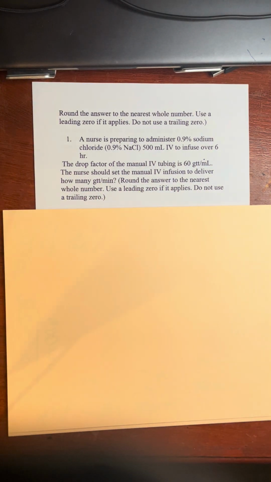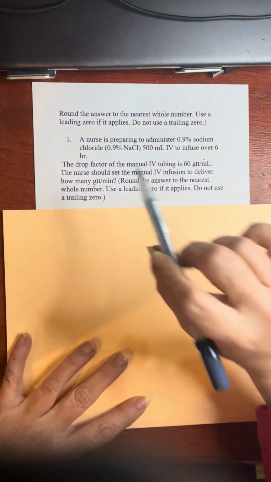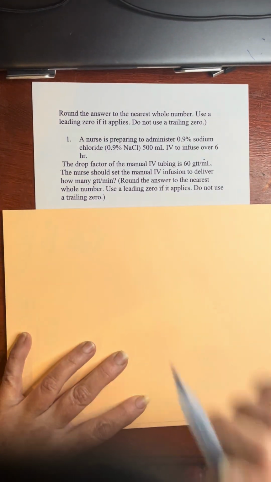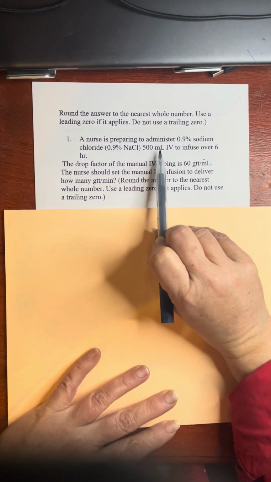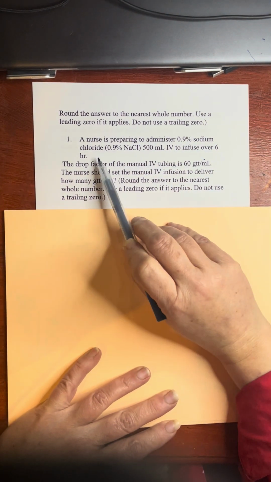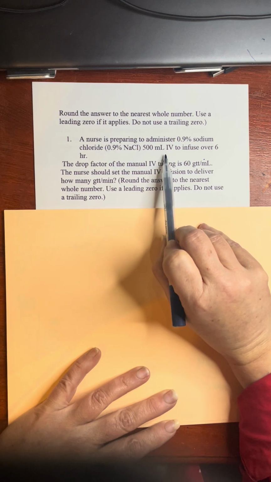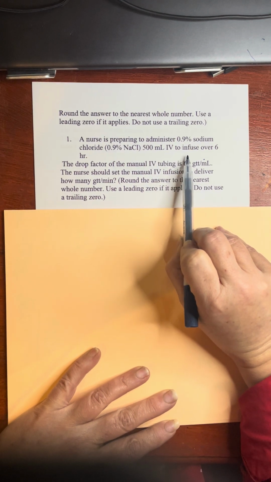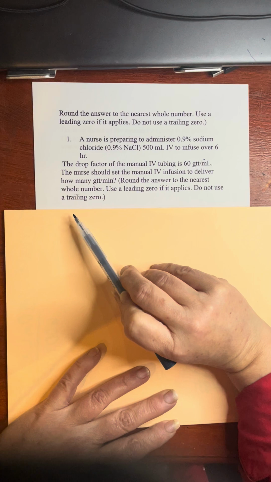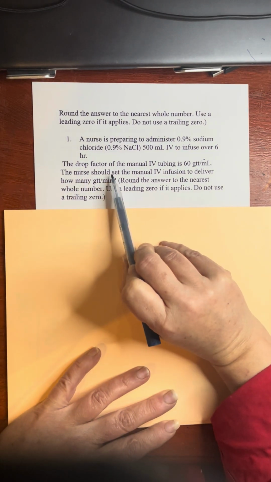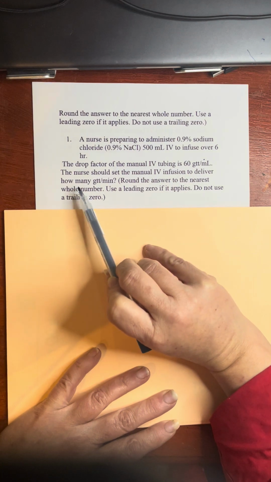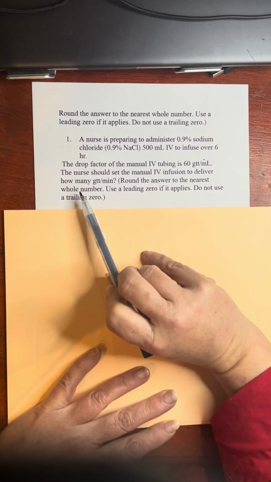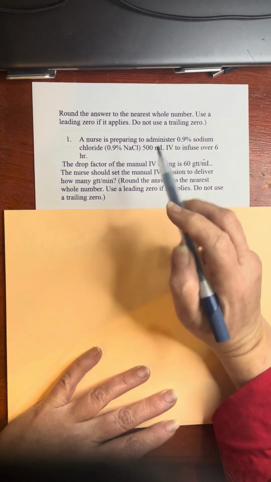Okay, so these are drops per minute and milliliters per hour. So here we go. A nurse is preparing to administer normal saline, 500 milliliters, IV, and it's to infuse in 6 hours. The drop factor of the manual IV tubing is 60 drops per minute. So what are you going to set it at in drops per minute?